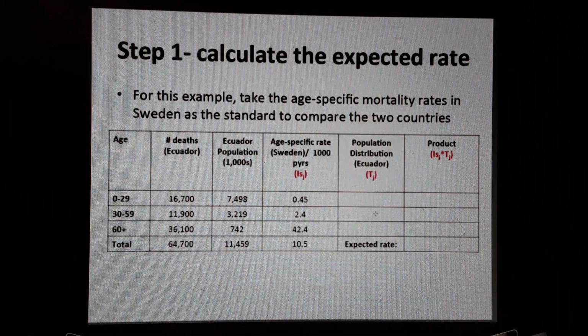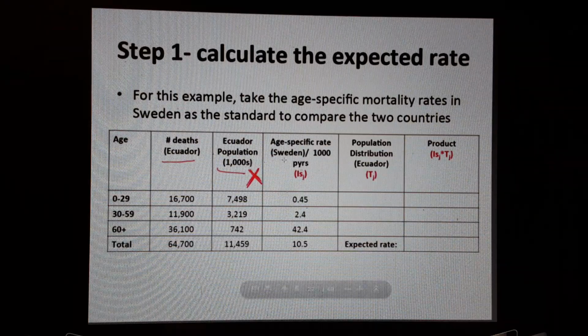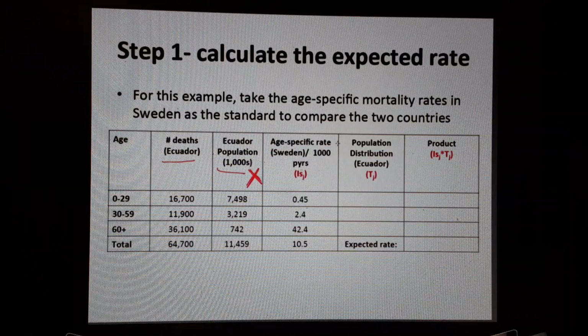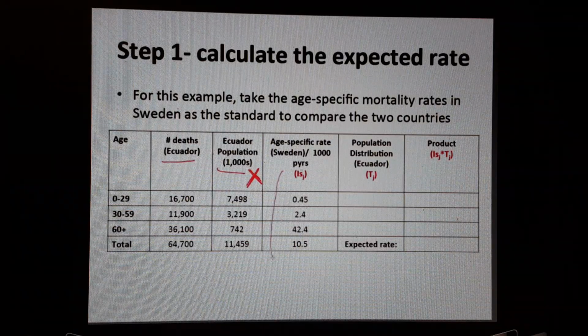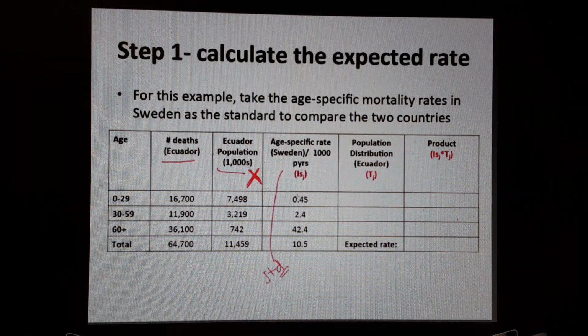For this example, we're just going to take the age-specific mortality rates in Sweden as the standard to compare the two countries. So here we have the number of deaths in Ecuador, the population, and usually you don't have this. A lot of the reasons you're doing indirect is because you don't have this information right here, but we just have it because we already did. So here are your age-specific rates for your standard population, so ISJ. Here is your population distribution of Ecuador.